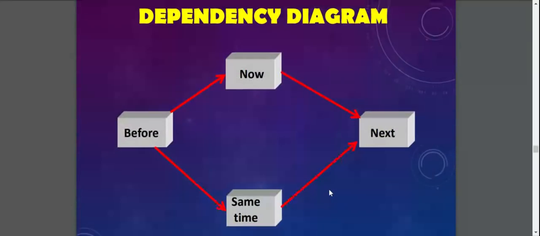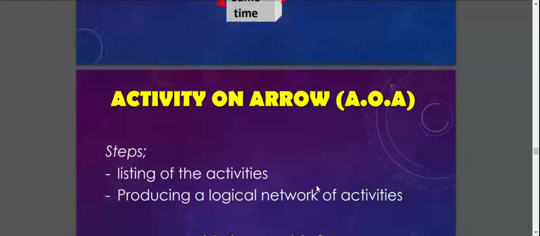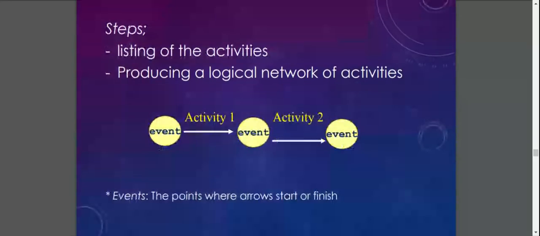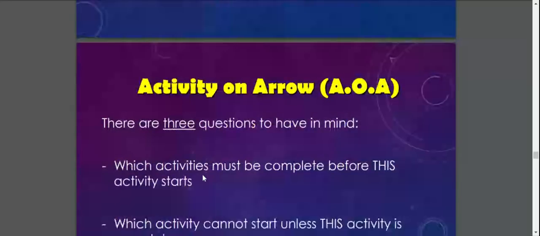Okay. So like this one, dependency diagram. When you are preparing to get the CPM using the AOA, the steps that you should do are to list the activities and produce a logical network of activities. So in this example, for example, event one, this is the activity, and after that it goes to event two and activity two and again event. Event actually is the point where arrows start or finish.